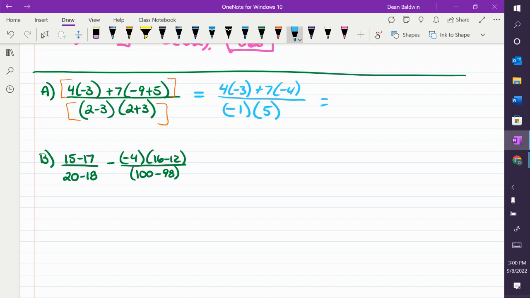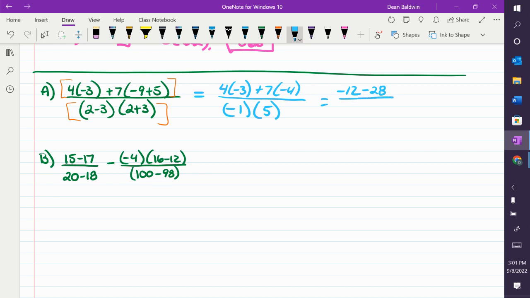Negative 12, right? A positive times a negative is negative. 4 times 3 is 12, so I get negative 12. 7 times negative 4 is minus 28. I don't know who said that. You? All right. Perfect.